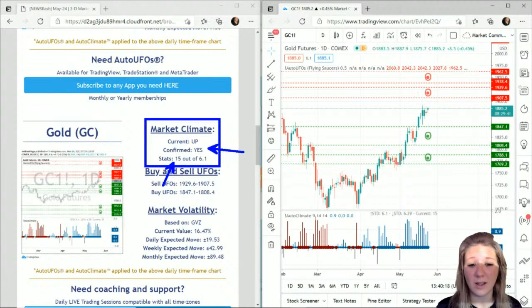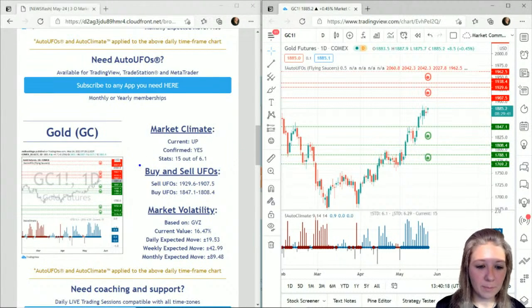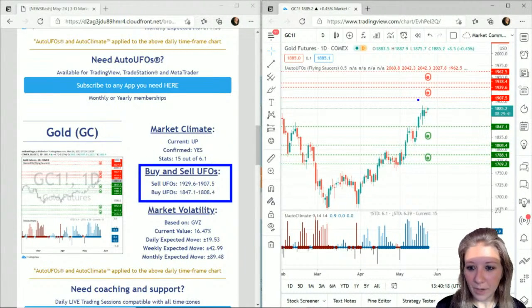So at the moment, I'd say those two things kind of balance each other out. Probability up with the climate, but gone way past what's normal, more likely to change direction, kind of not calling it either way, to be honest. Then when it comes to buy and sell UFOs, we have sell orders up here.